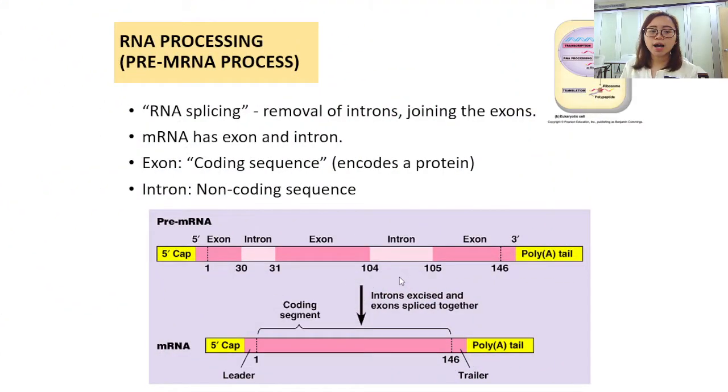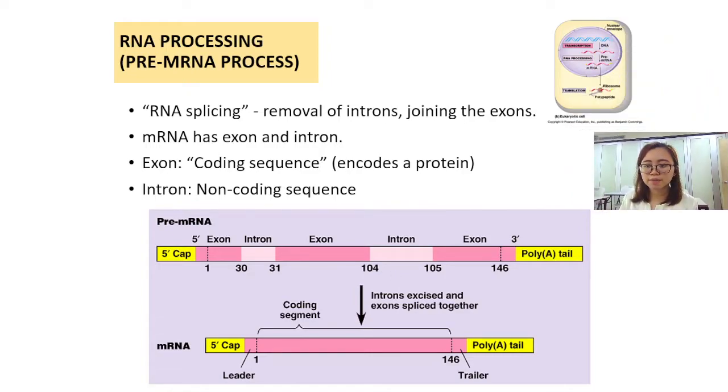Kita juga akan buat splicing. Our cells will also do some splicing. So what is RNA splicing? It is the removal of introns that are joining the exons, and then joining the exons. Apa benda ni intron dengan exon?